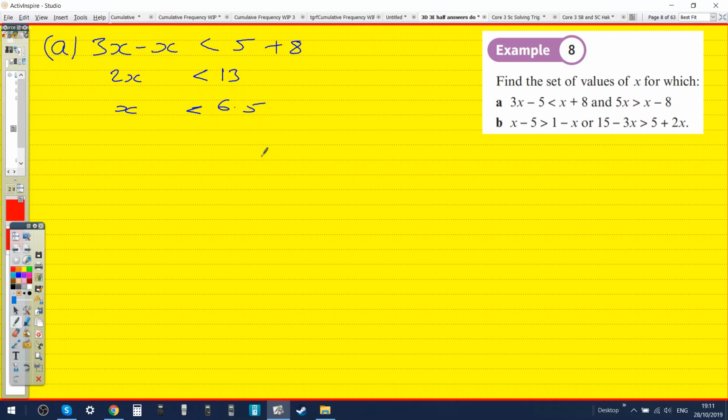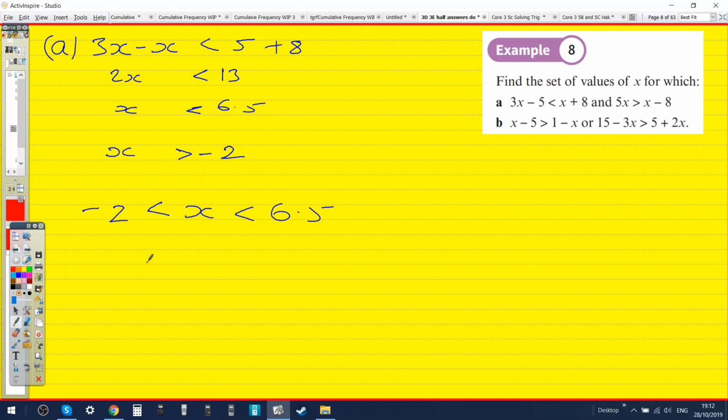So for the other one, 5x is greater than x minus 8, and then 4x is greater than minus 8, and then x is greater than minus 2. So basically, I've got here x is smaller than 6.5 and greater than minus 2. So will it just be minus 1, 0, 1, 2, 3, 4, 5, 6? Yep. Those are the integer values, and you can also put them together.